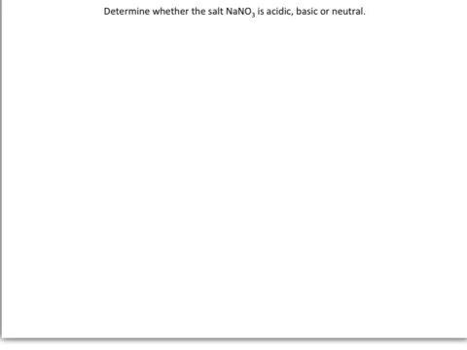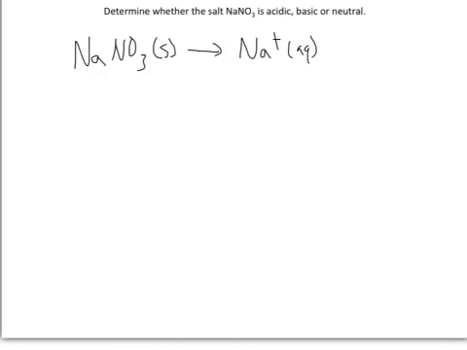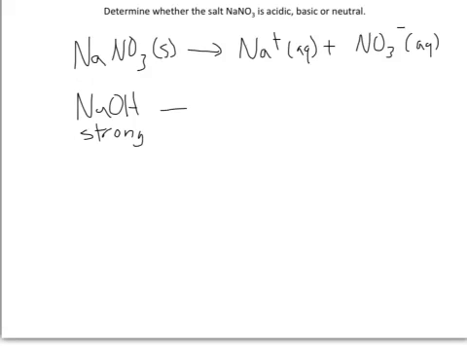All right, third example, sodium nitrate. So when that dissolves in water, I get sodium ions and nitrate ions. All right, in this case, for the cation, it will either be acidic or neutral. So in the case of a metal cation, I consider its hydroxide. In this case, NaOH, because that is a strong base. That means that Na plus is neutral.